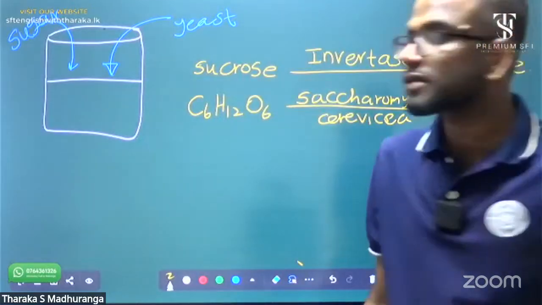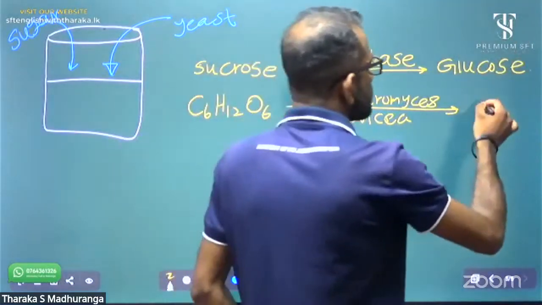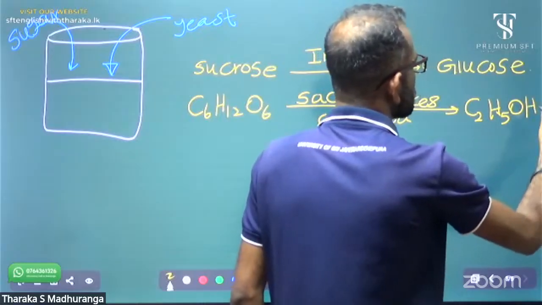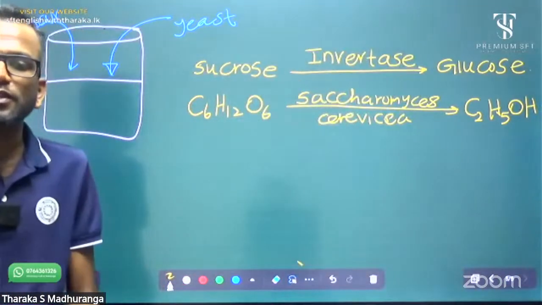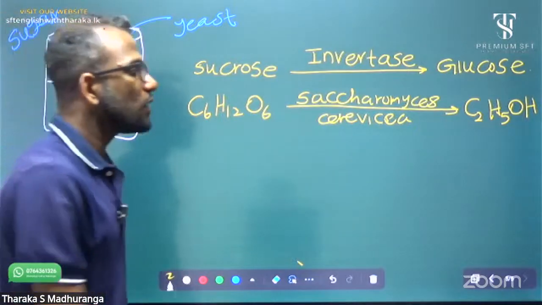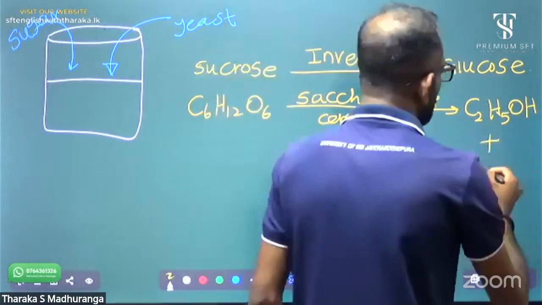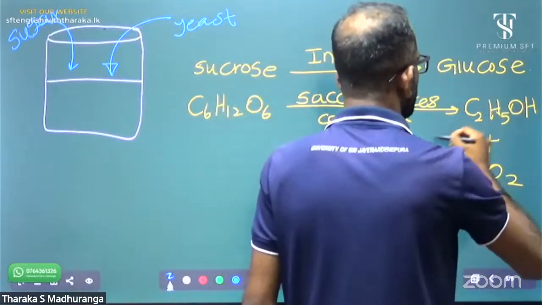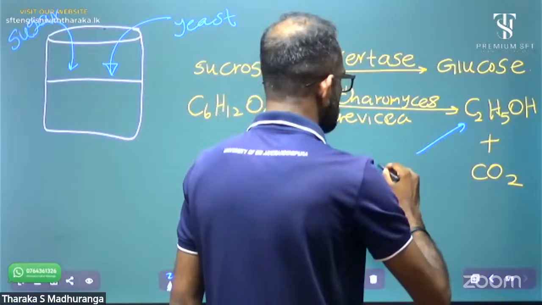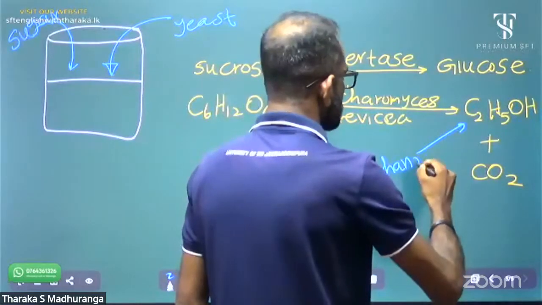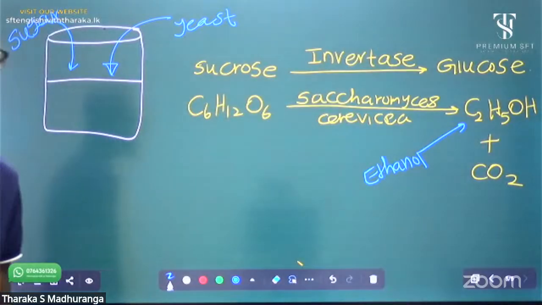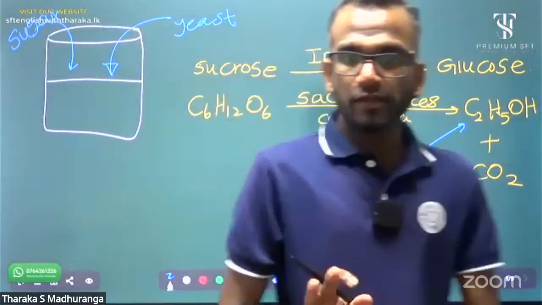Then what are the products? It produces C2H5OH. What is this? C2H5OH means ethanol. It produces ethanol plus carbon dioxide. Ethanol and carbon dioxide. Then what happened?